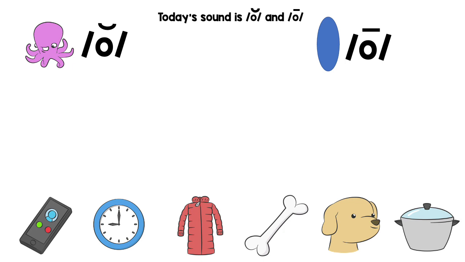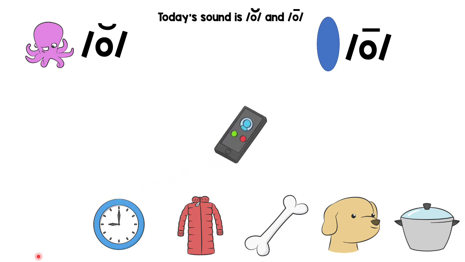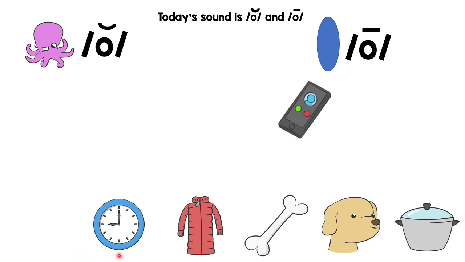Today we have two phonemes, ah like in octopus and o like in oval. This ah is a short vowel sound and this o is a long vowel sound. Let's listen for ah and o as we take these words on a roller coaster. First, let's do phone. Phone. What was the middle sound? O, like oval.